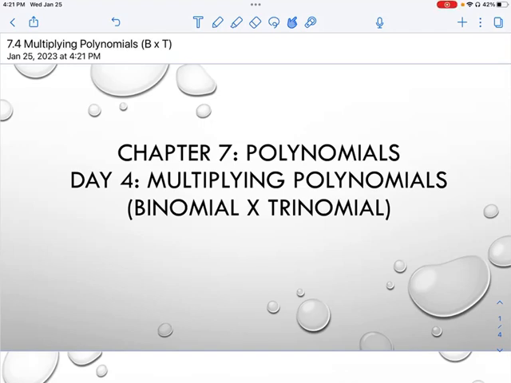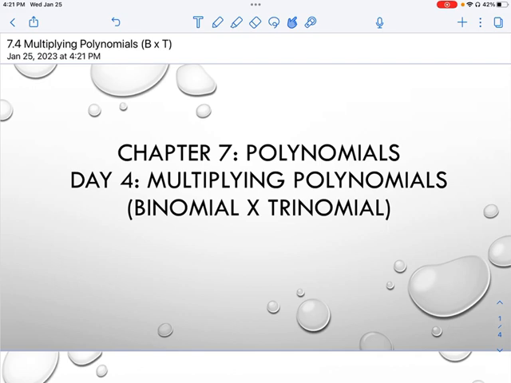Okay, we are going to continue here into chapter 7, working with polynomials. We are on day 4. We're going to be multiplying polynomials again today, but today we're going to be doing a binomial times a trinomial.